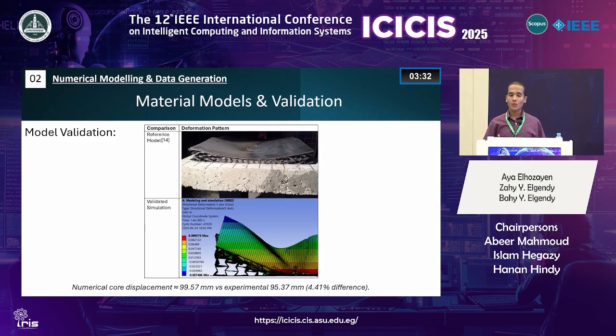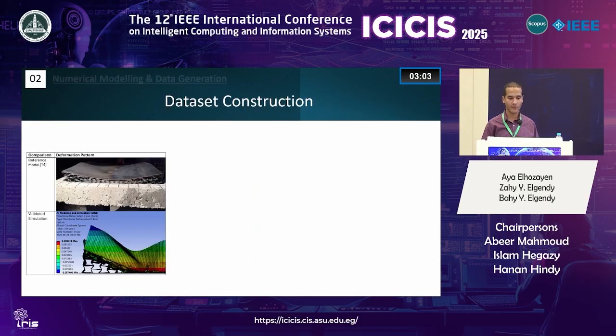In order to ensure that our model is behaving well and is repeatable, we must achieve a validation in comparison with the reference paper, which is an experimental model. We can see here that our numerical model achieved a deformation of 99.57 millimeters versus the experimental model in the reference paper, which is 95.37 millimeters, just a 4.41% difference.